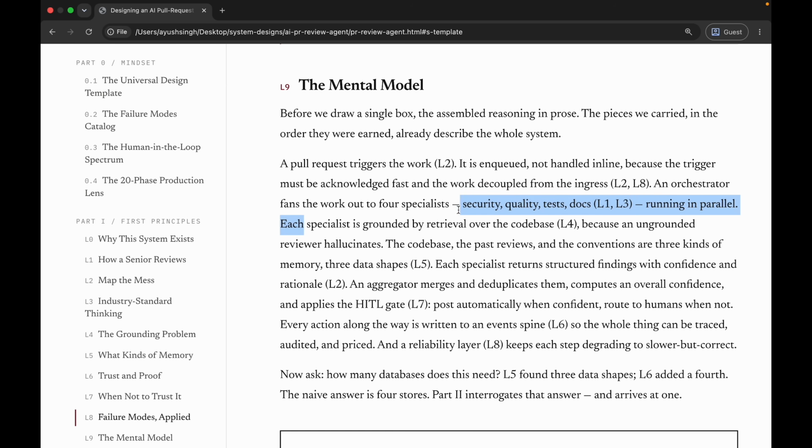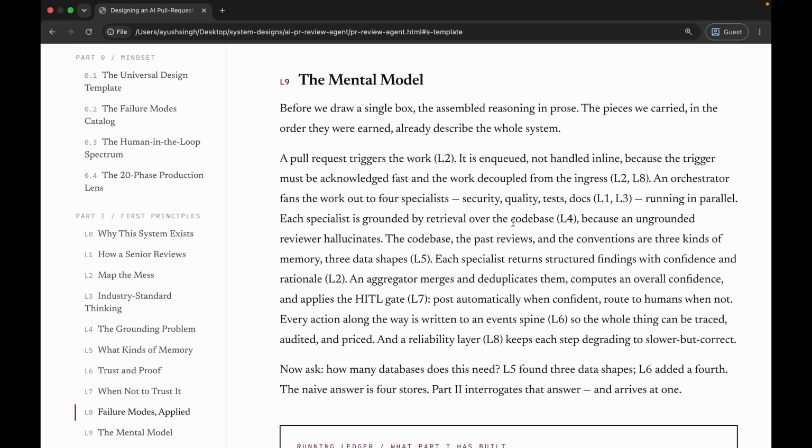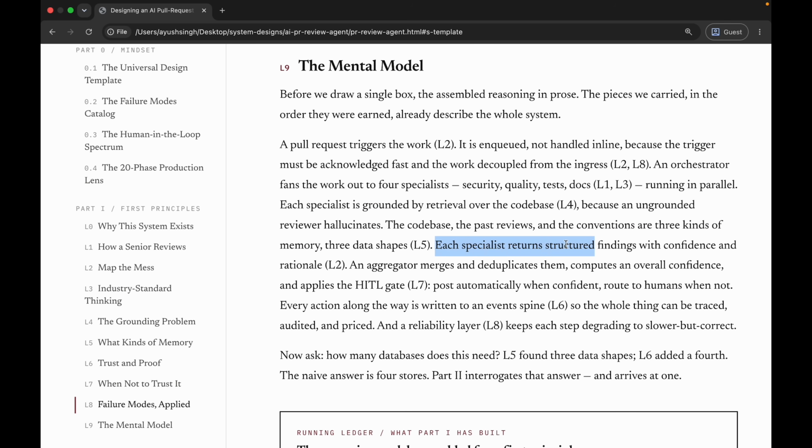Each specialist is grounded by retrieval over the code base. We are grounding it using retrieval design because then it will not hallucinate. If we don't ground, it will hallucinate. That's why RAG was invented. The code base, the past reviews, and the conventions are 3 kinds of memories, which means that we have 3 data shapes by which we should be grounding it. Each specialist returns structured findings with confidence and rationale.